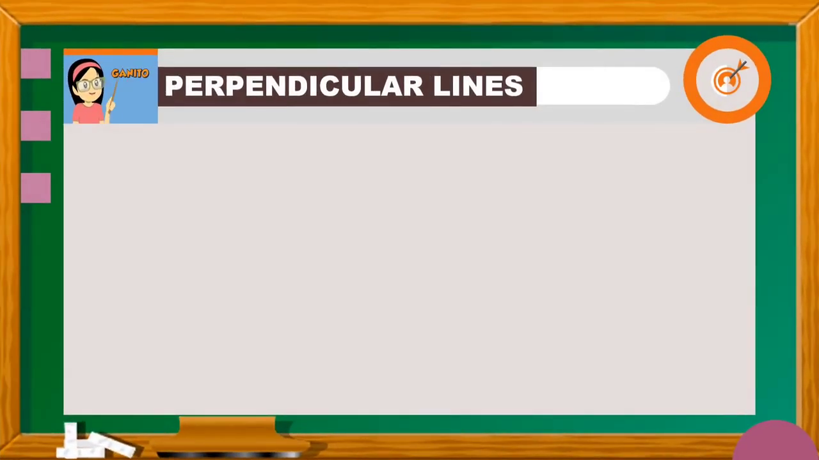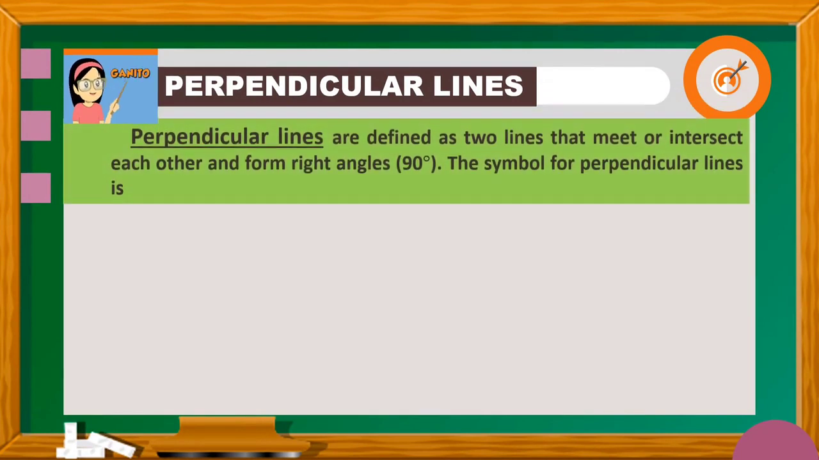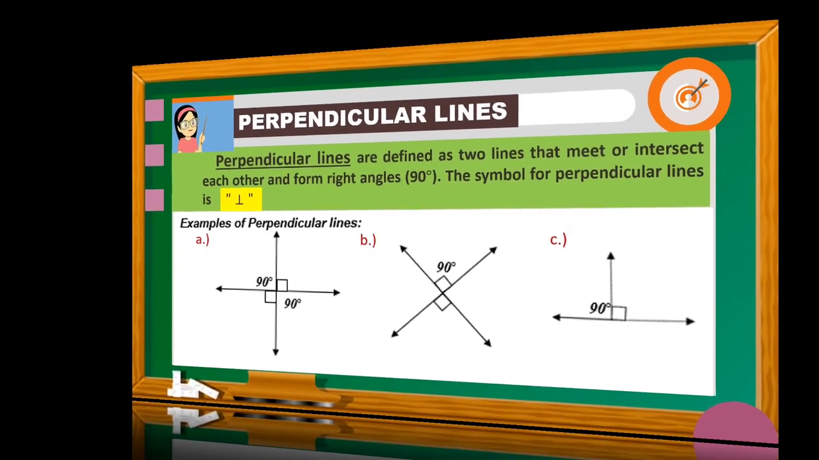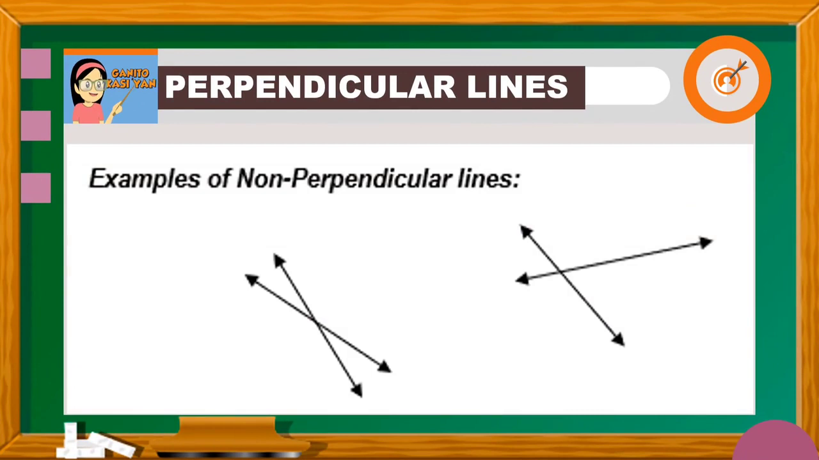Next, we have perpendicular lines. These are two lines that meet or intersect each other and form right angles, which is 90 degrees. The symbol for perpendicular lines is like this. Examples, we have here A, B, and C. These three examples form right angles. And also we have here examples of non-perpendicular lines.